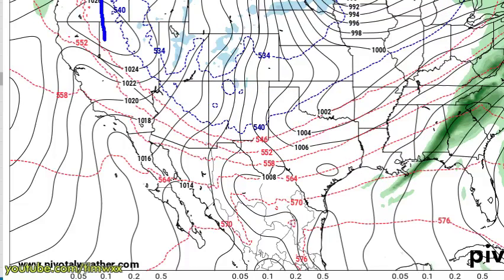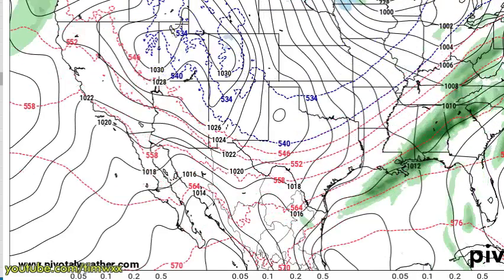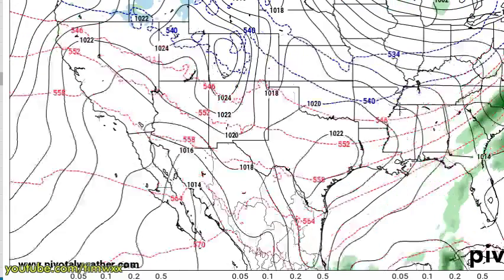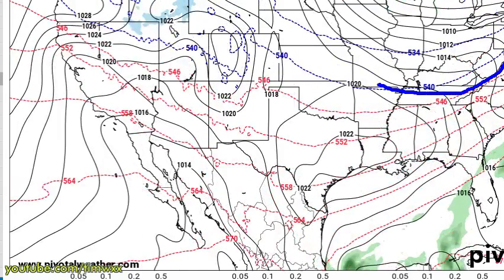But large Pacific system building in, bringing the cold air in. And look at that 540 line coming all the way down to Dallas on Wednesday. So Wednesday should be the coldest day in the central U.S. And then we'll see that shift to the east on Thursday and Friday.